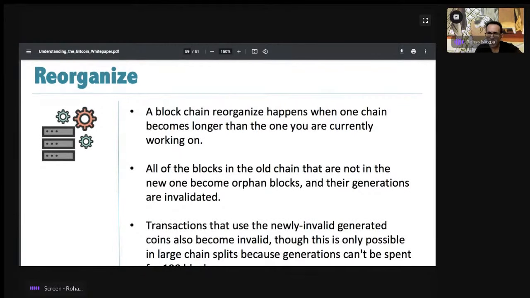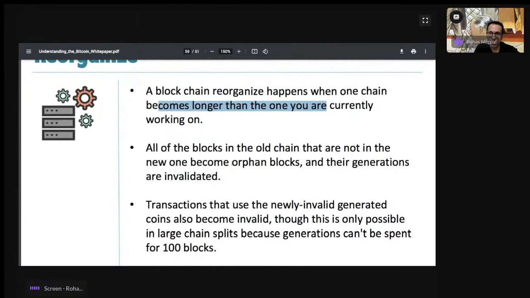And like I told you before, from time to time one block becomes longer. Many blocks come and we delete and we only keep the longest chain. So when a blockchain reorganizes itself, we call it a reorganize. A blockchain reorganize happens when one chain becomes longer and the older chains are deleted because they are shorter, and all the blocks which are now rejected are called orphan blocks.